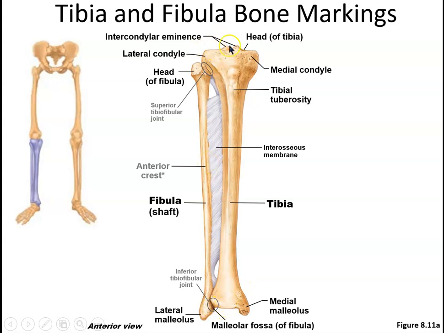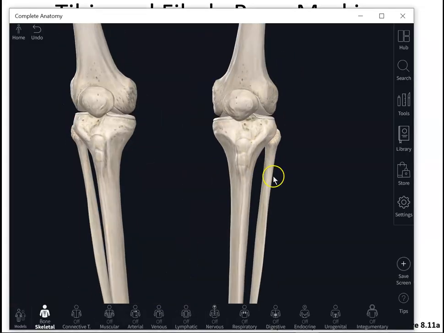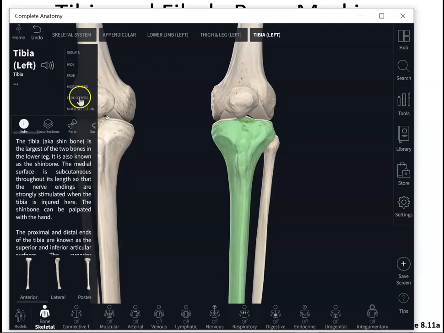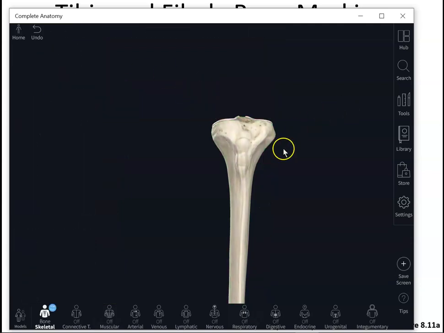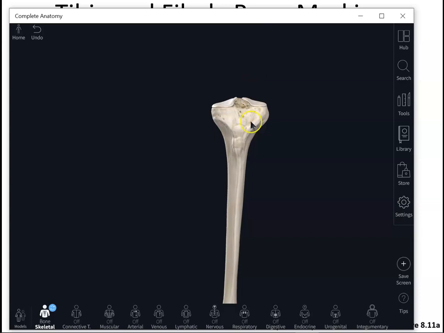The head of the tibia has to be kind of flat to make the knee joint. The menisci go up here. And it has two condyles, just like we said for the femur. So if we go up here and we look at a tibia, and we hide everybody else, this is a condyle, and this is a condyle. And this would be where the medial meniscus would be, and this would be the lateral meniscus.